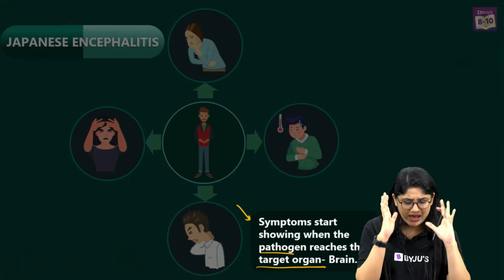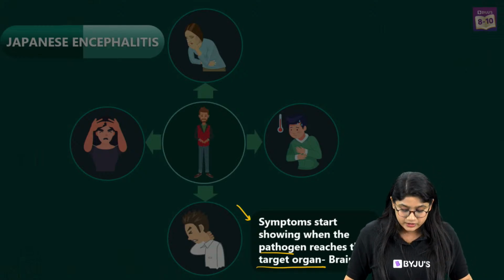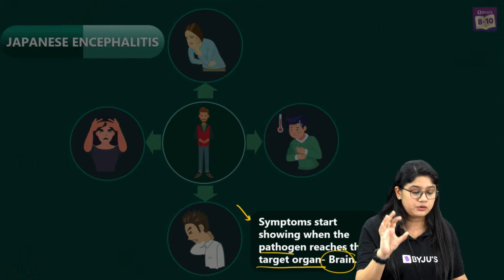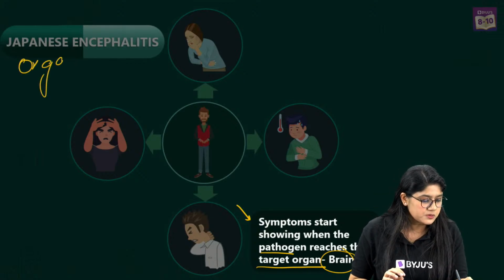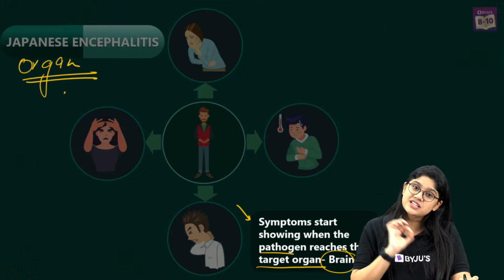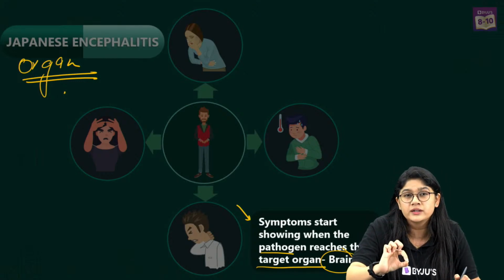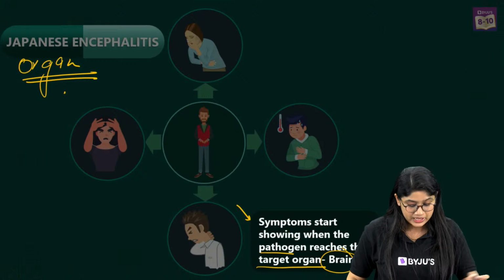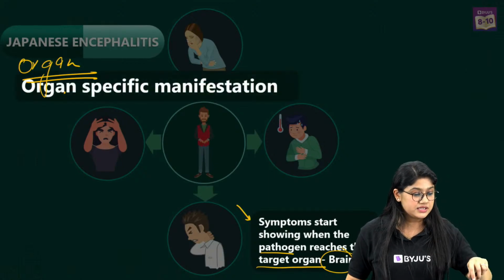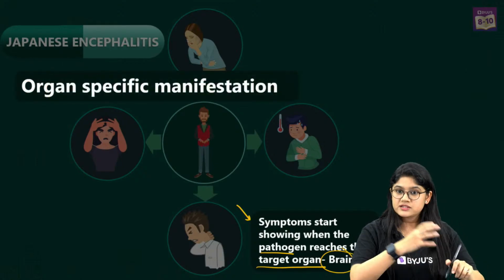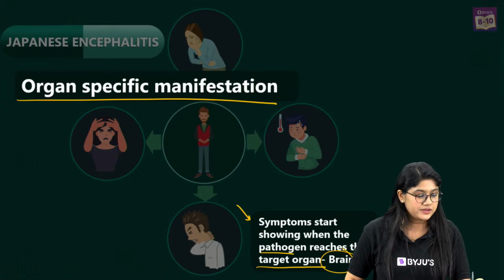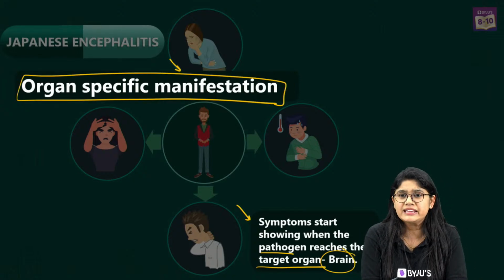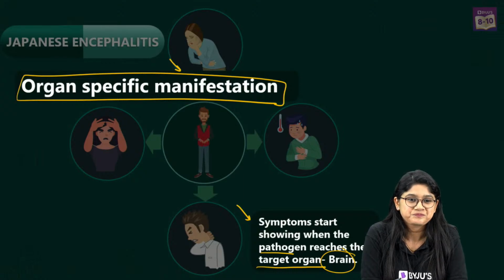So let me tell you a very important thing here. There are some pathogens that target a specific organ. Once they reach that particular organ, then of course we get the symptoms. This is really very important. We call these diseases, these specific things that happen, organ-specific manifestation, right? This is really very important.